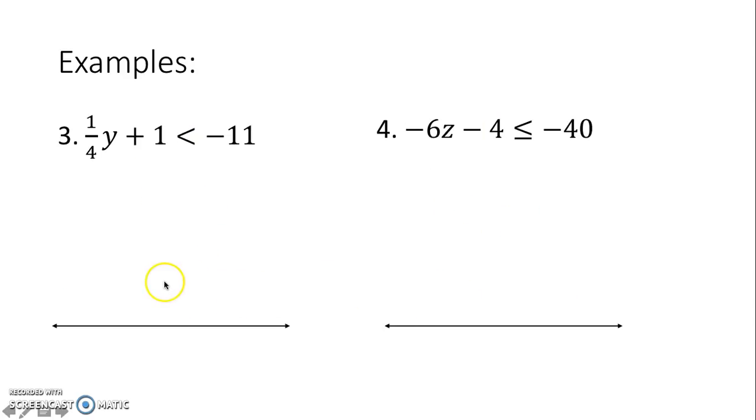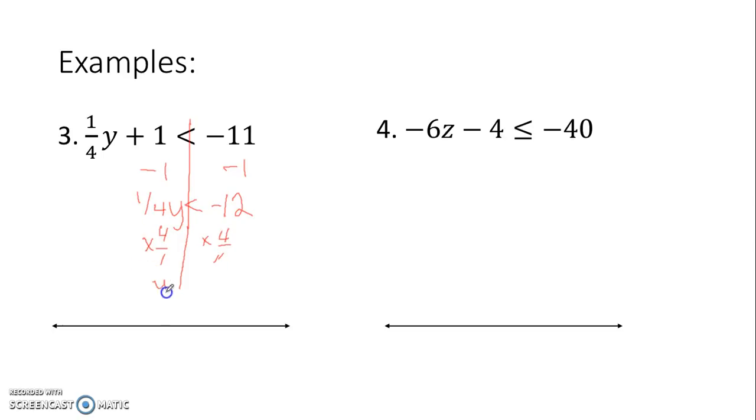Next example, we have 1/4 y plus 1 is equal to negative 11. Let's take a look. We do the opposite, or the inverse, of the addition or subtraction first. In this case we need to subtract 1 from both sides. That leaves us with 1/4 y. Bring down the sign. Negative 11 plus negative 1, which is negative 12. Now remember, when we have 1/4 times y, and there's a fraction as the coefficient, we can simply multiply by the reciprocal, or the flip.